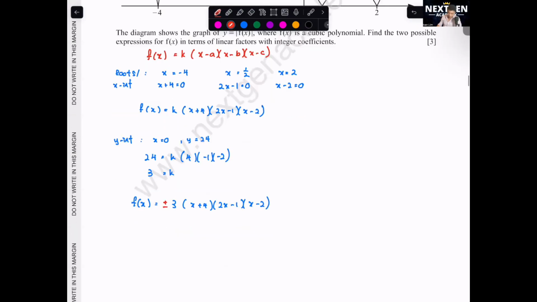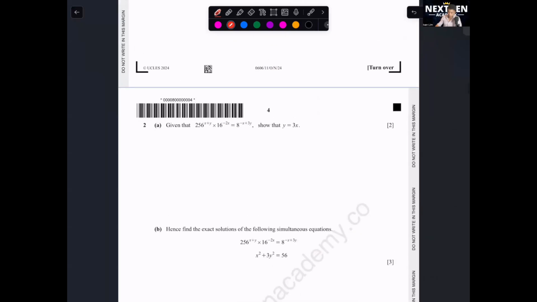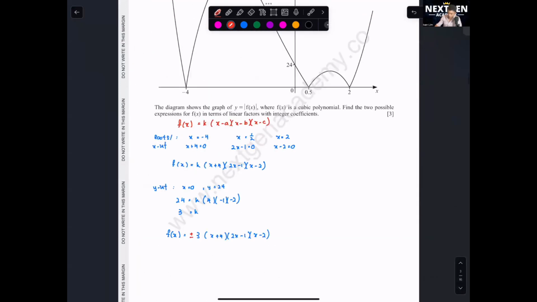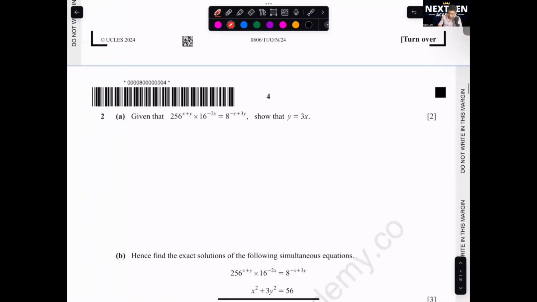Okay, let's go to question number 2. Given that 256 to the power of x plus y, times 16 to the power of minus 2x, equals 8 to the power of minus x plus 3y, show that y equals 3x. Okay, before I forget, the first question, we will consider it as a paper 1 type of question. Normally, I'll teach you how to identify. Normally, I would say the first half of the paper will be non-calculator paper, just based on all the papers that you are doing. Sorry, why did I write paper 2? This one is also paper 1.